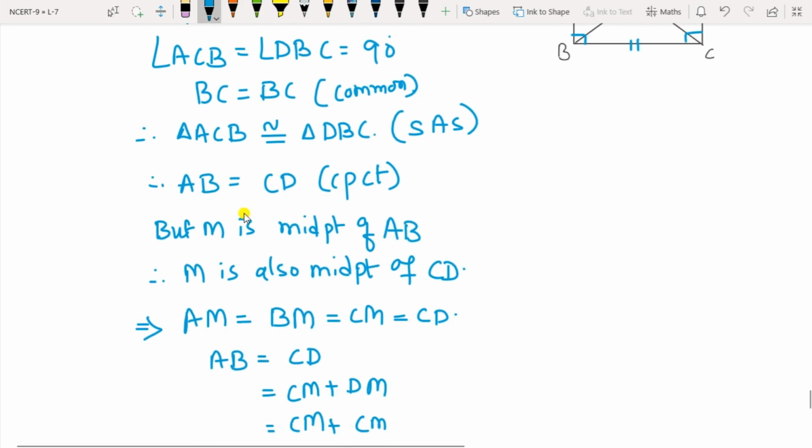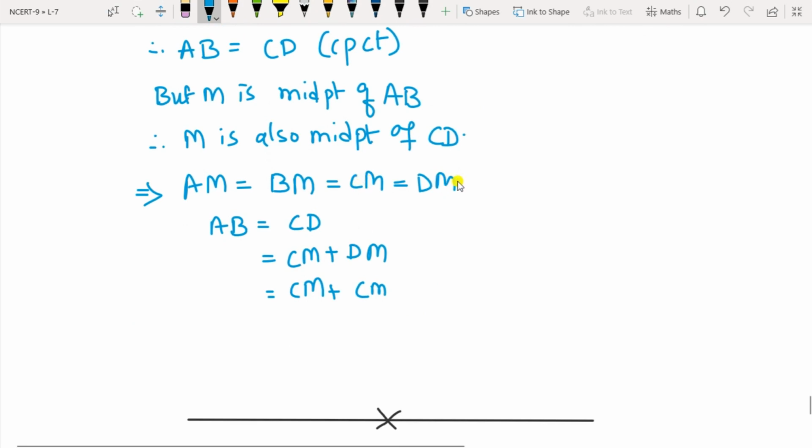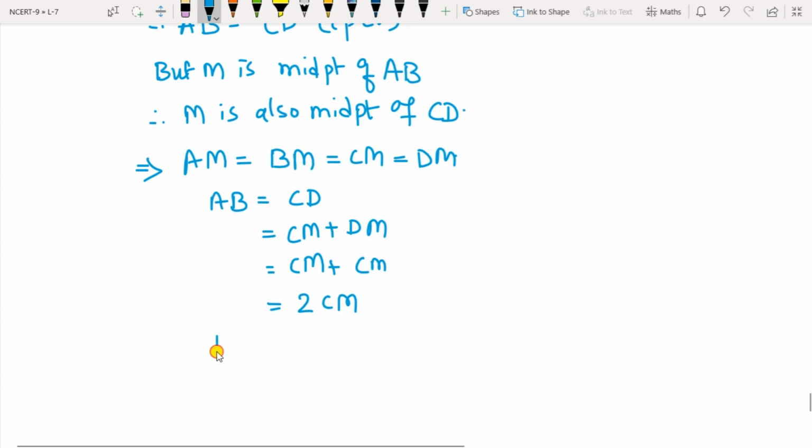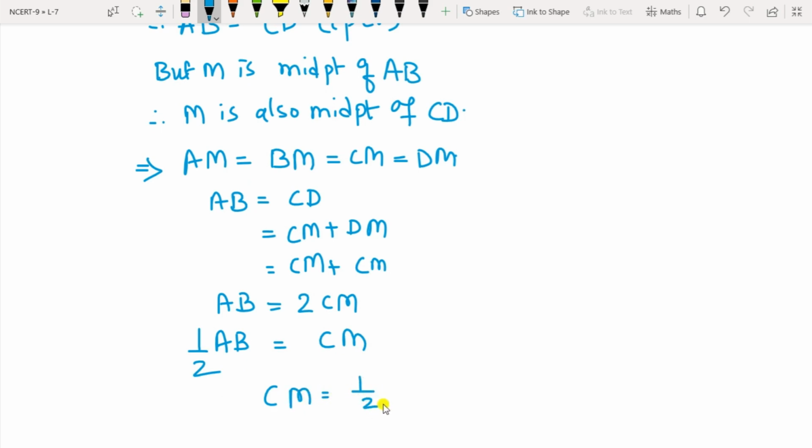Okay, this I wrote wrong here. This should be DM. So CM equal to DM. So in place of DM we can write CM. That becomes 2CM, and therefore AB equal to 2CM. So this 2 will come this side, so it becomes half of AB equal to CM. That is what we required, CM equal to half of AB. This is hence proved.